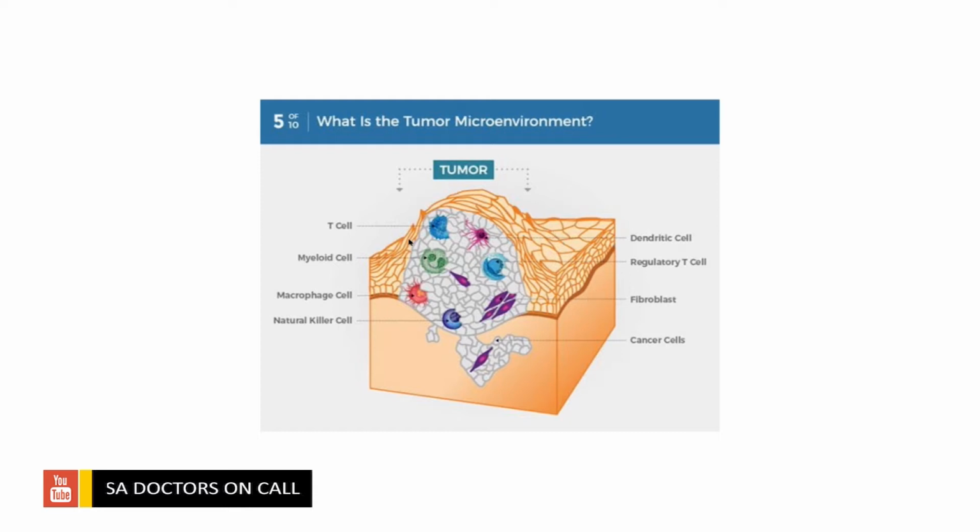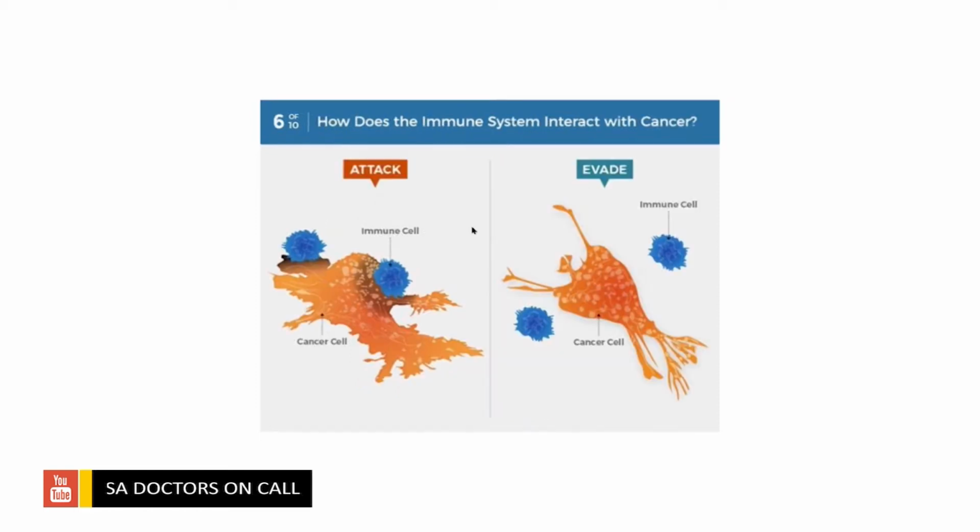This was your normal tissue or normal cells, but now it begins to bring some T cells, dendritic cells, regulatory T cells, fibroblasts, cancer cells, everything is coming: natural killer cells, macrophages, myeloid cells, they begin to come. This is what we call a tumor microenvironment.